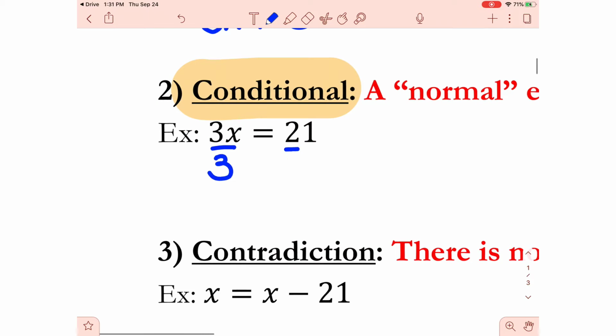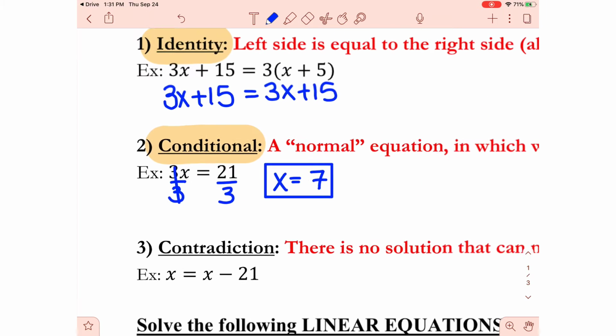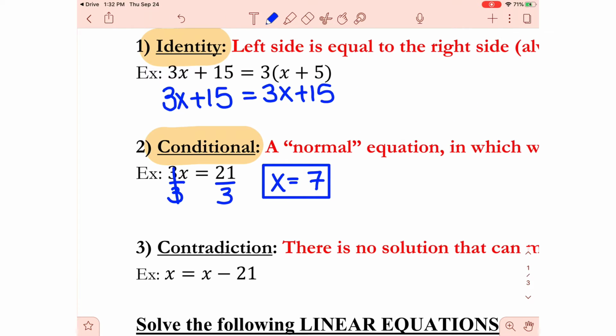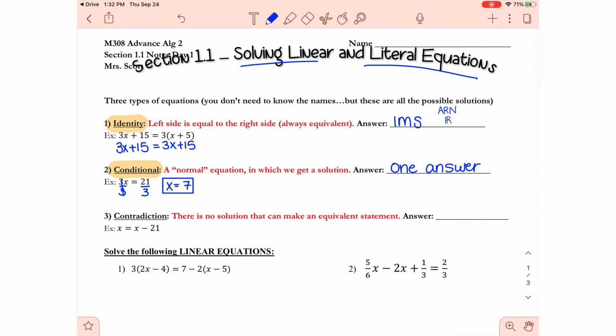If I solve this equation and divide by 3, I get x equals 7. So what that literally means is if x equals 7, then the equation is true. You guys remember conditional statements from geometry, if-then. If x is 7, then the statement is true. So that's called a conditional equation when you get one answer.